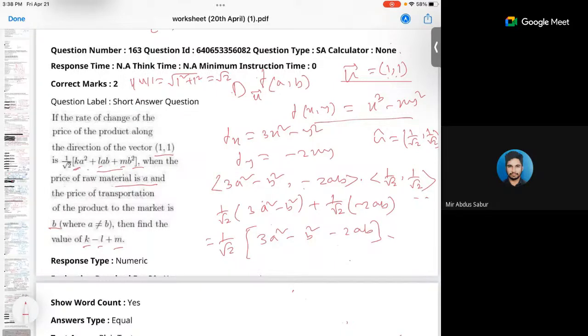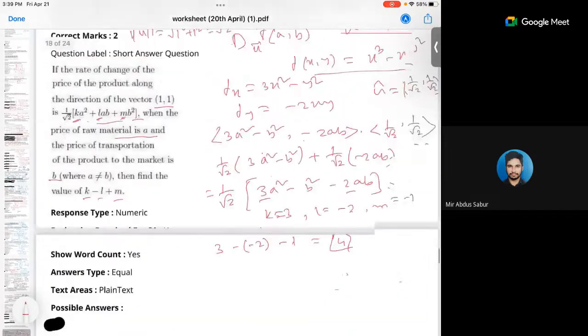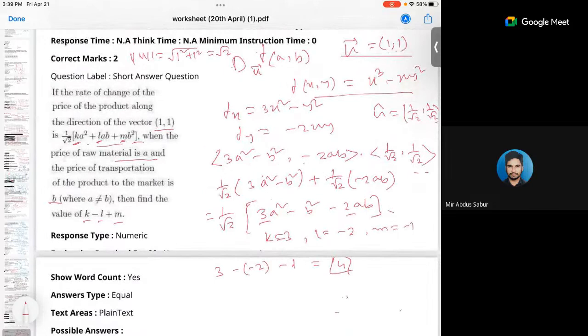So equating with this, k is equal to 3, l is equal to minus 2, m is equal to minus 1. So the value of k minus l plus m will be 3 minus minus 2 minus 1. So 3 plus 2, 5, minus 1, so 2. Okay. All of you got it? Yes, sir.